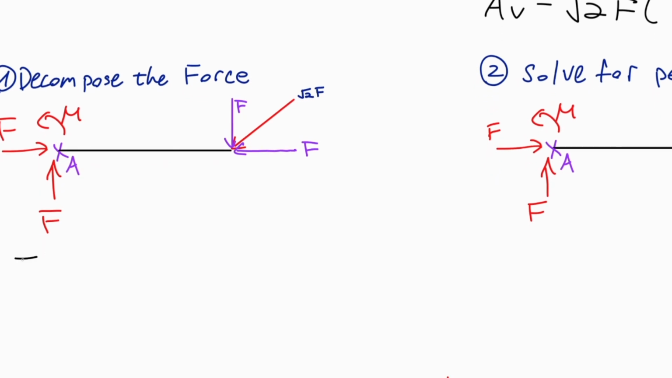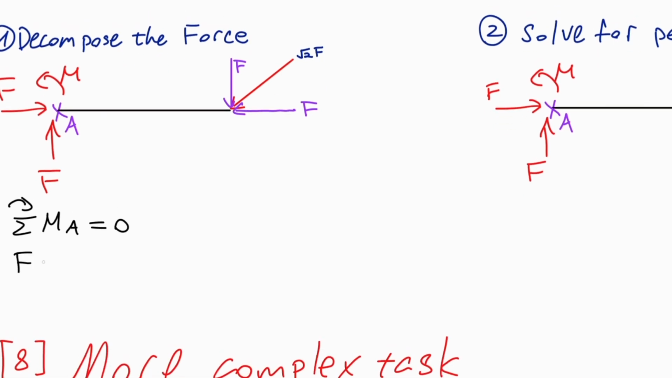Sum of moments at A, we'll take this side as positive, is 0. F times L, which is this F, crossing this distance, which is L, right, this distance, minus M is going to be 0. So moment at A is equal to F times L.